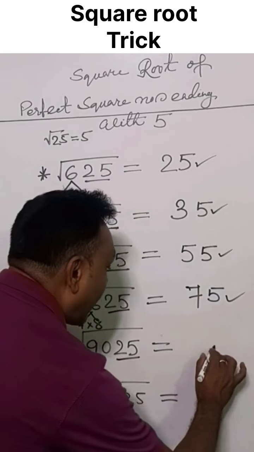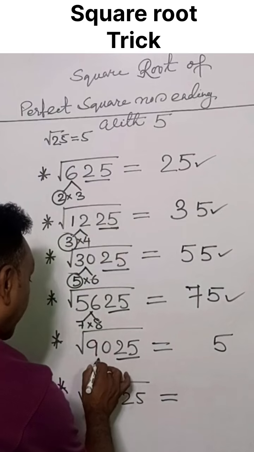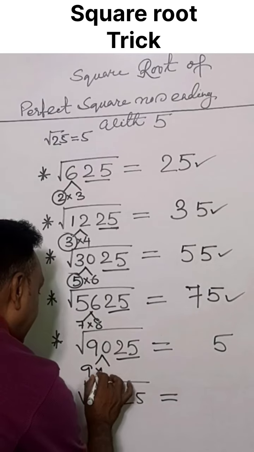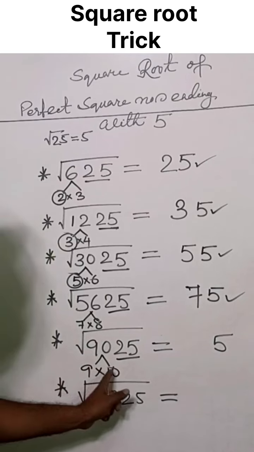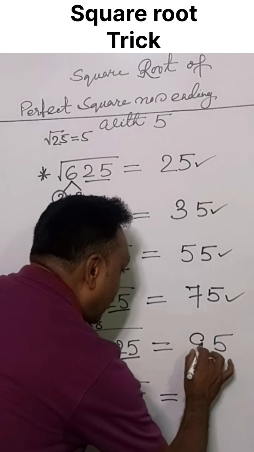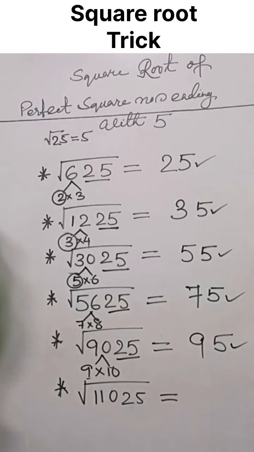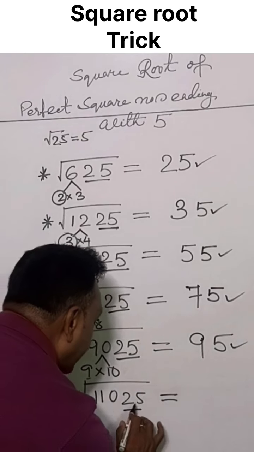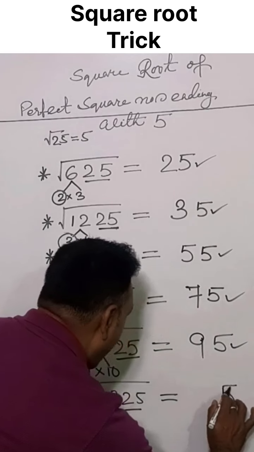Next 25, so straightforward I'll write 5 here. So for 90, I will take the factors 9 into 10. Their difference is 1 and 9 is the smallest. So 95 is the answer of the square root of 9025.